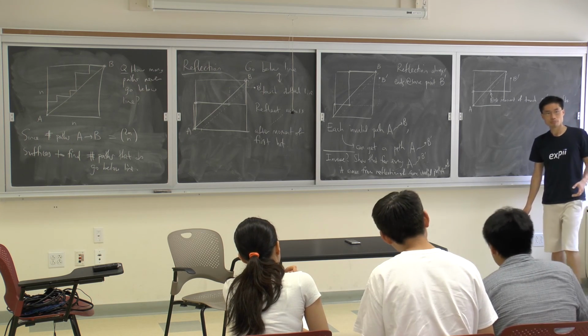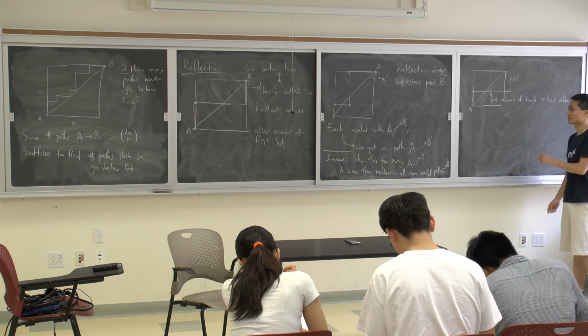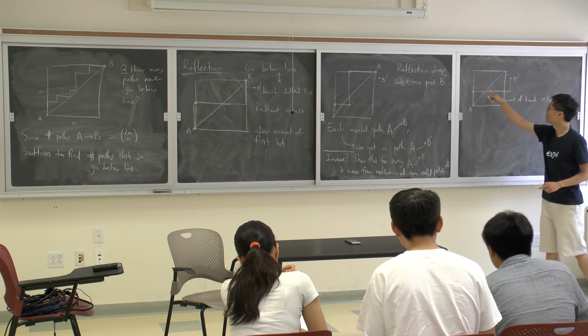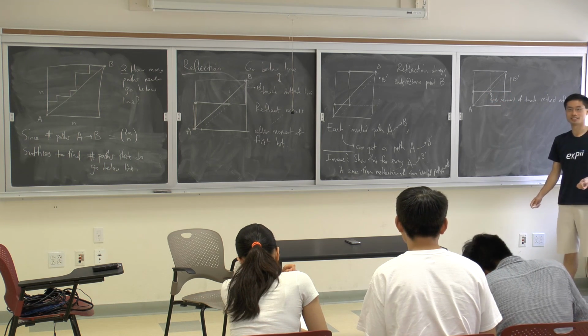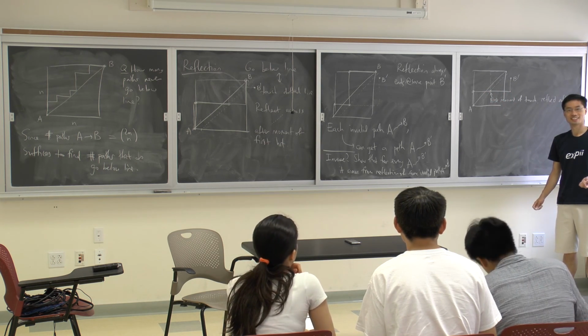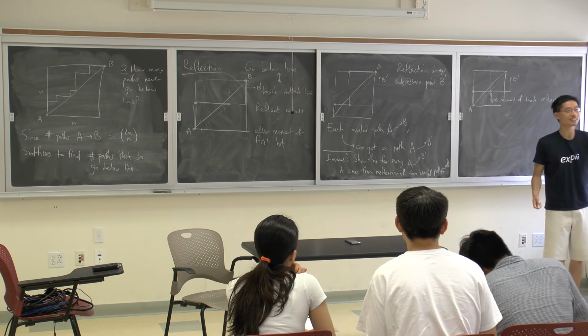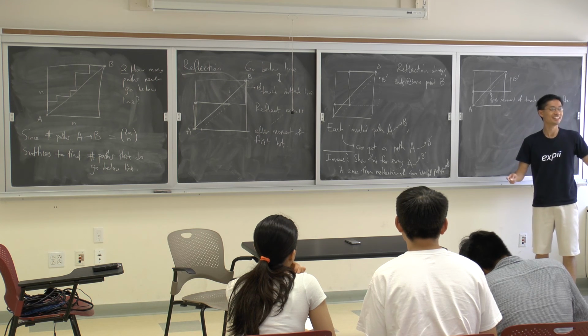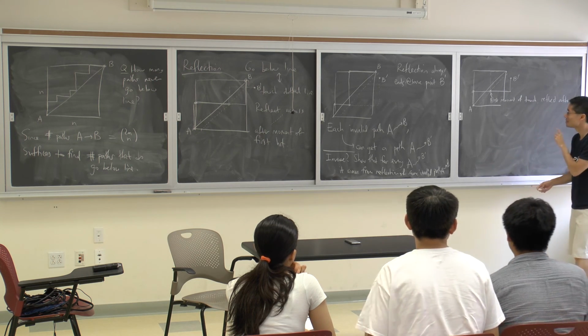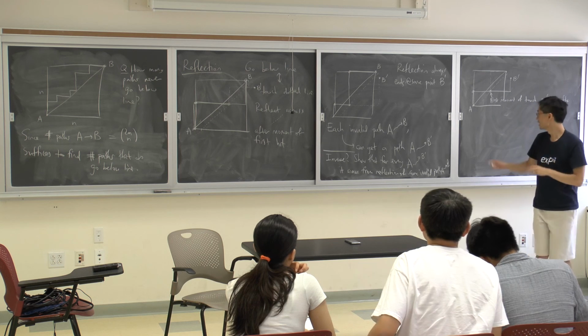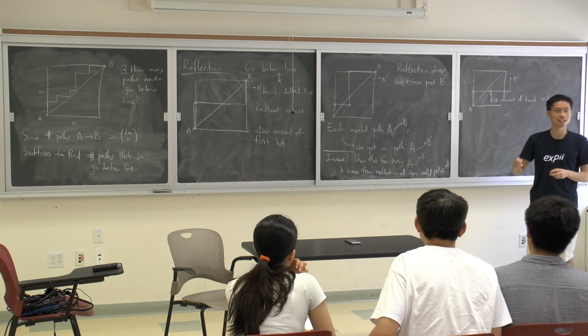Does that make sense? There's one final piece that you need though, which is how do you know there's even anything to reflect? How do you know there's a first moment of touch? What if you can't reflect because A and B are on opposite sides of the line? Because of the intermediate value theorem, right? Well, intermediate value theorem is not quite right, because these are taking integer steps.